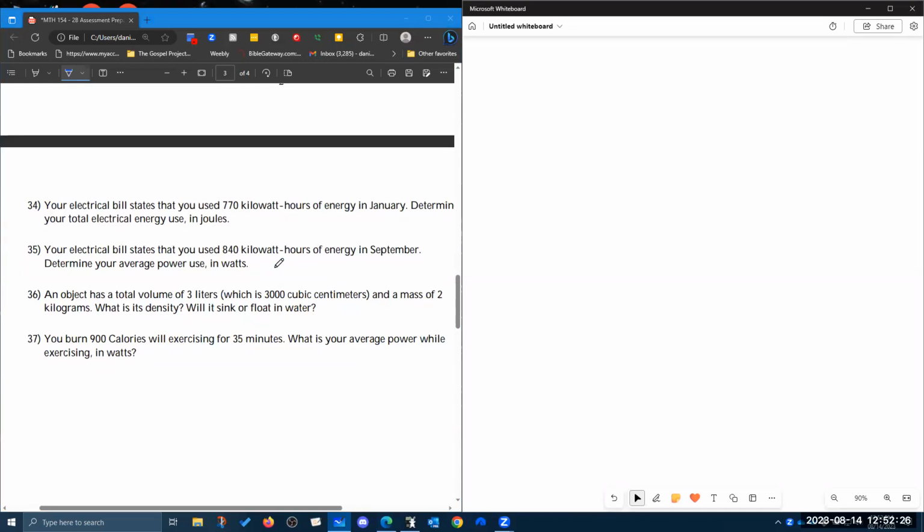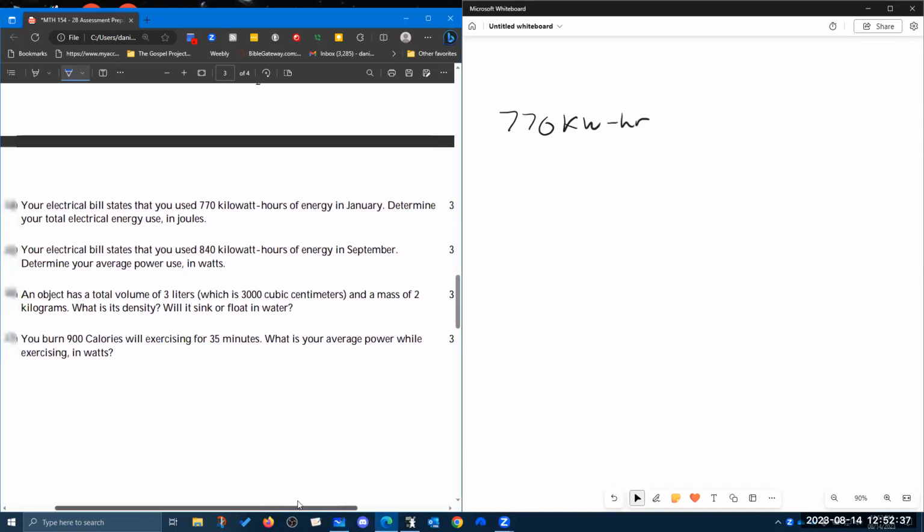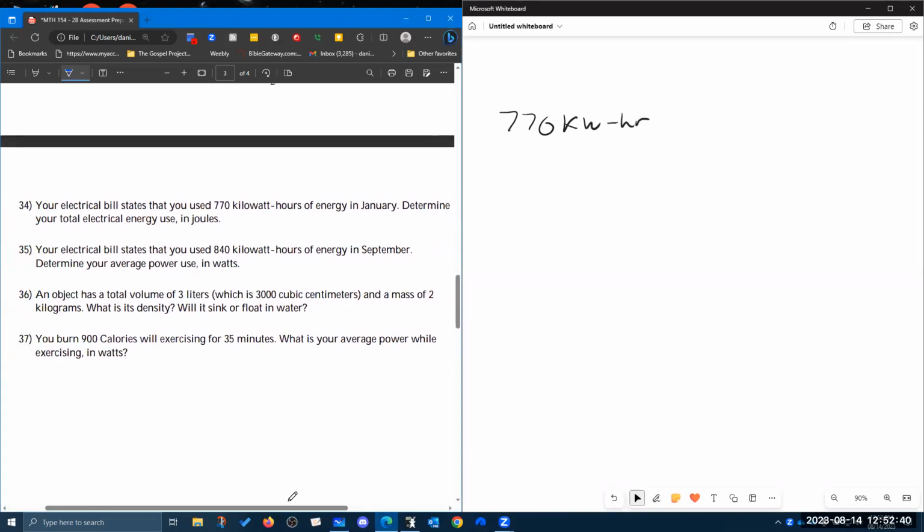Your electric bill states it used 770 kilowatt hours in January. Determine your total electrical usage in joules. Give me a second and I'll give you that formula. So 1 watt is equal to 1 joule per second. So we're going to use that here.